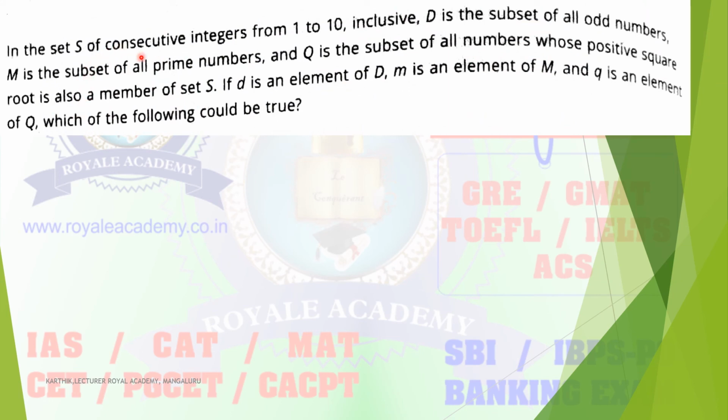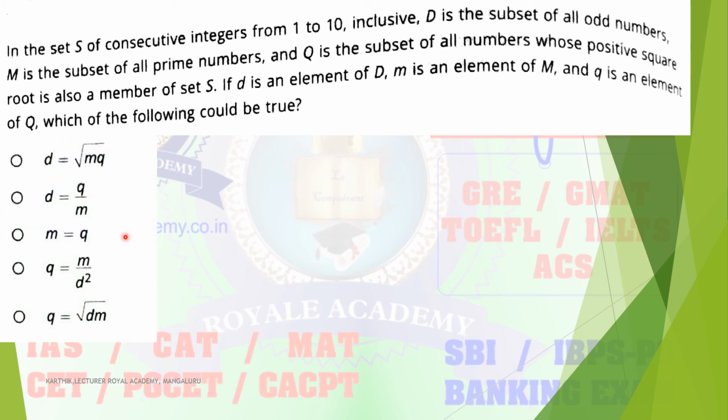In a set S of consecutive integers from 1 to 10 inclusive, meaning 10 is also included, but 0 is not included. D is the subset of all odd numbers, M is the subset of all prime numbers, and Q is a subset of all numbers whose positive square root is also a member of set S. If D is an element of D, M is an element of M, and Q is an element of Q, which of the following could be true?